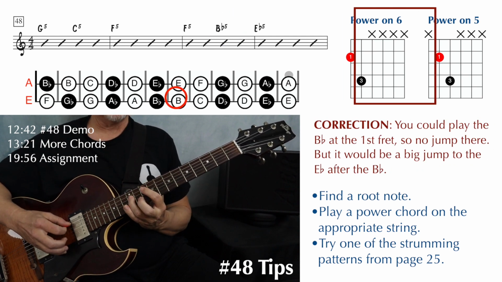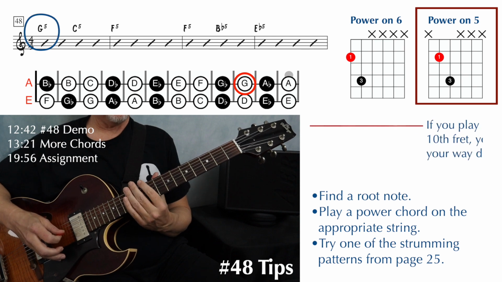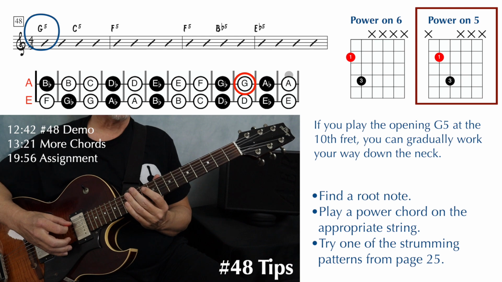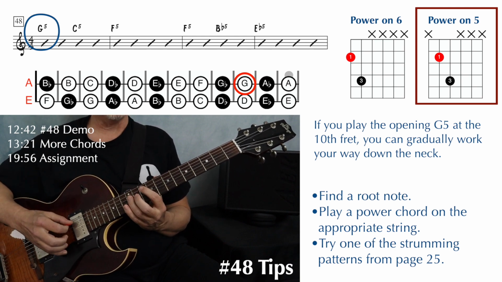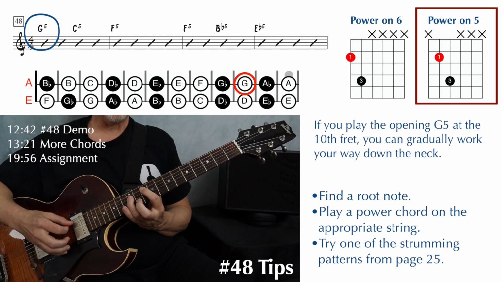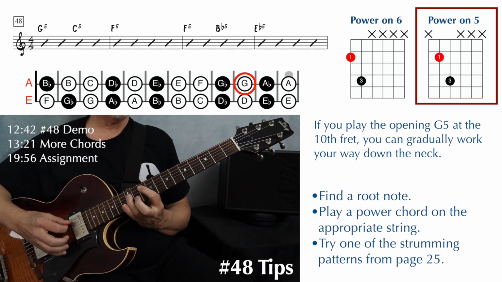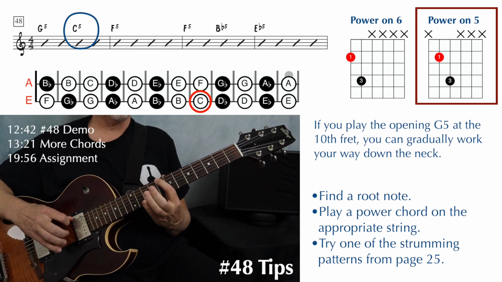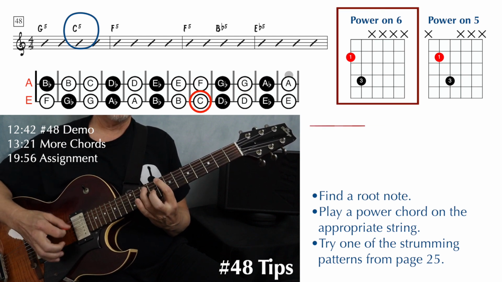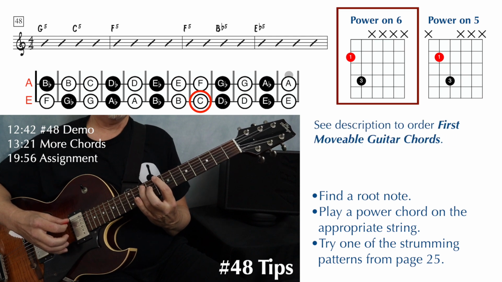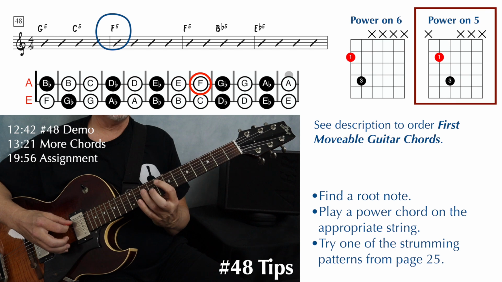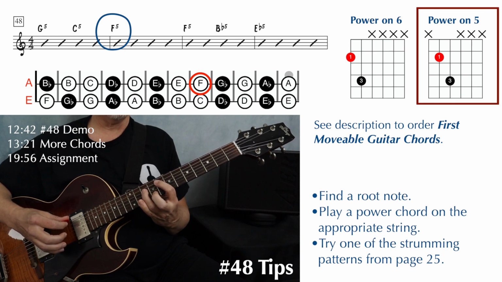However, if you start on this G up here, you'll find that you'll just kind of work your way down the fretboard. So that's the way we're going to do this. So G, root, string 5, fret 10, that's our root, and there's our power chord. The closest C for our C5 is on the 8th fret, 6th string. There's our root, there's the power chord, and a very close F, also at the 8th fret, but on the 5th string. There's the root, there's the power chord.